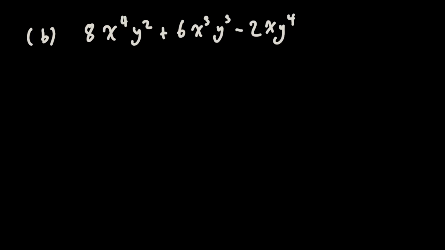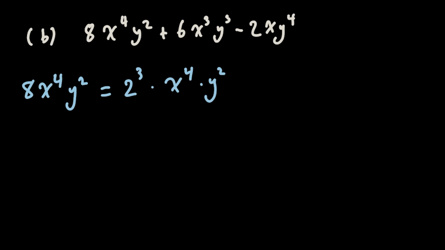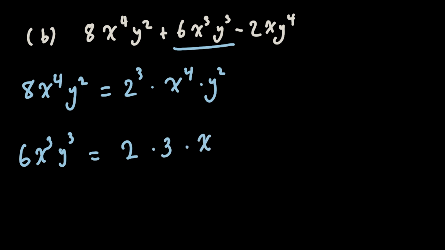Let's see part B. Here we have this long expression and we want to factor it. So we have to find the common factor. We have 8 x to the power 4 y to the power 2. If we factor it, we will get 2 to the power 3 multiplied by x to the power 4 multiplied by y to the power 2. Let's see the next term. Here we have 6x to the power 3 y to the power 3. We can write it as 2 multiplied by 3 multiplied by x to the power 3 multiplied by y to the power 3.